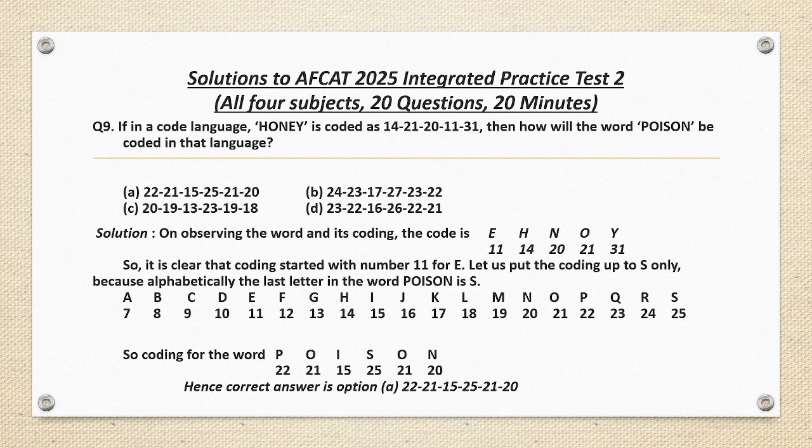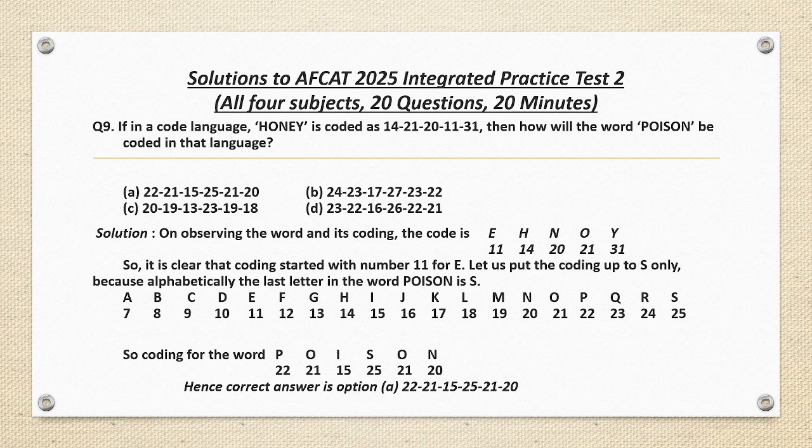Next, this is a coding decoding question. Honey is coded as 14, 21, 20, 11, 31. And then how is the word poison coded? Let us see how honey is coded. If you observe 14, 21, 20, it is not a linearly increasing or linearly decreasing code.